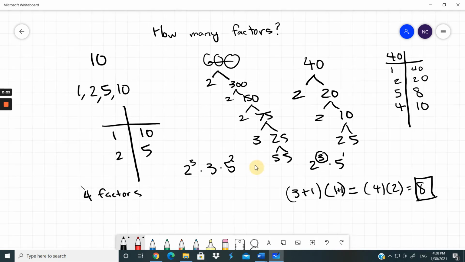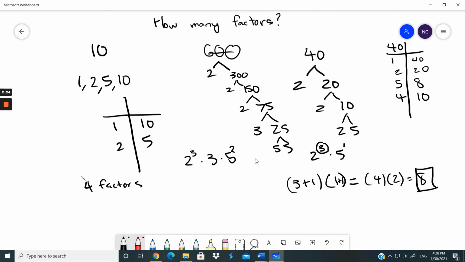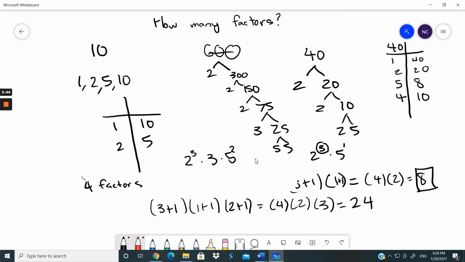So how would we figure out how many factors 600 has? Add 1 to each of these exponents. 3 plus 1 times 1 plus 1 times 2 plus 1, which is equal to 4 times 2 times 3, which is equal to 24. So 600 has 24 factors.